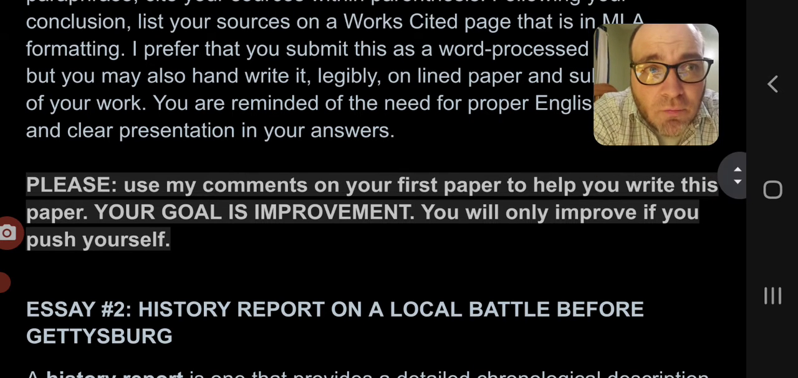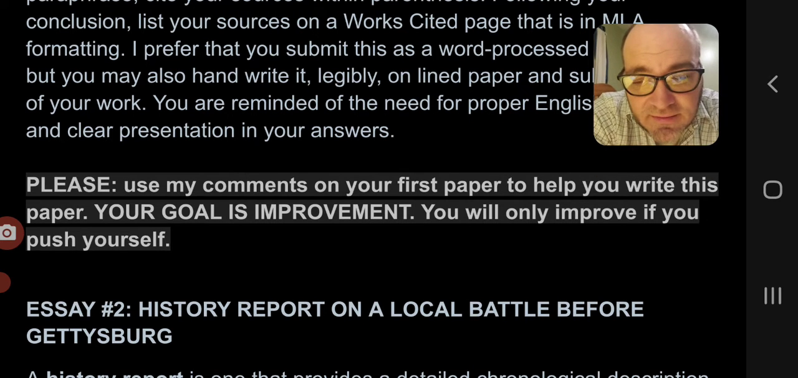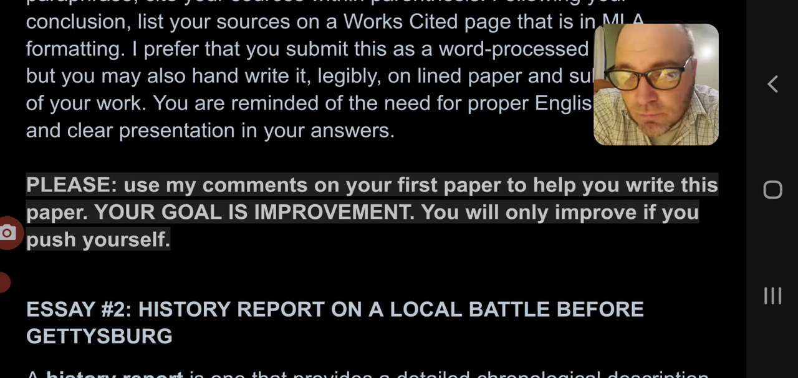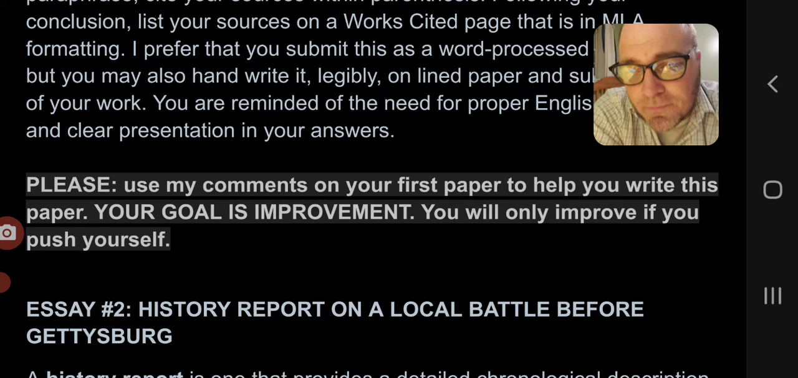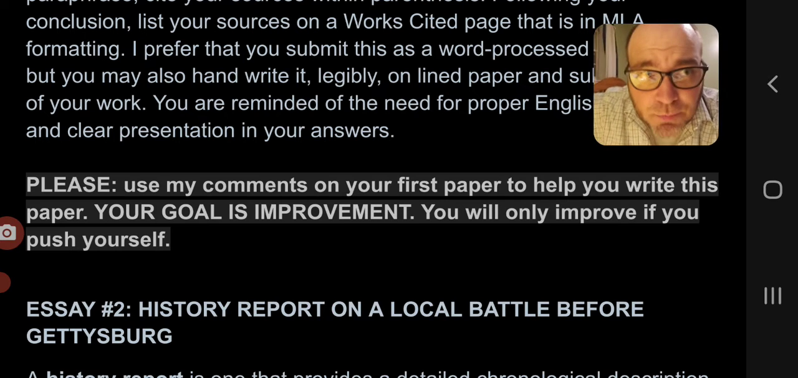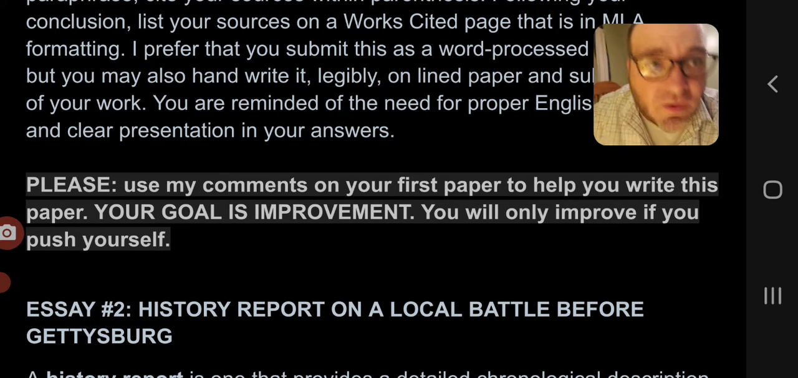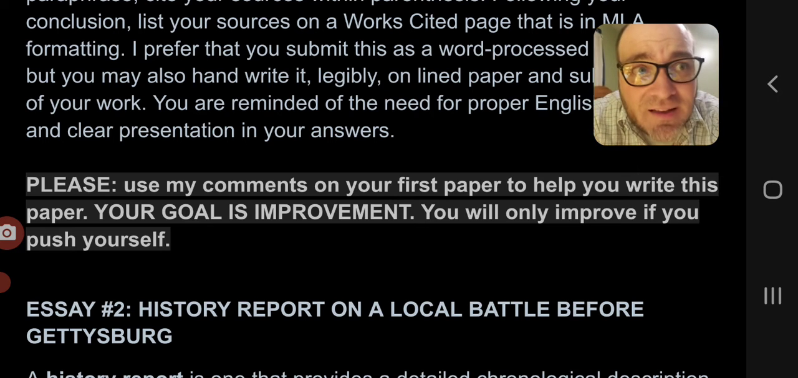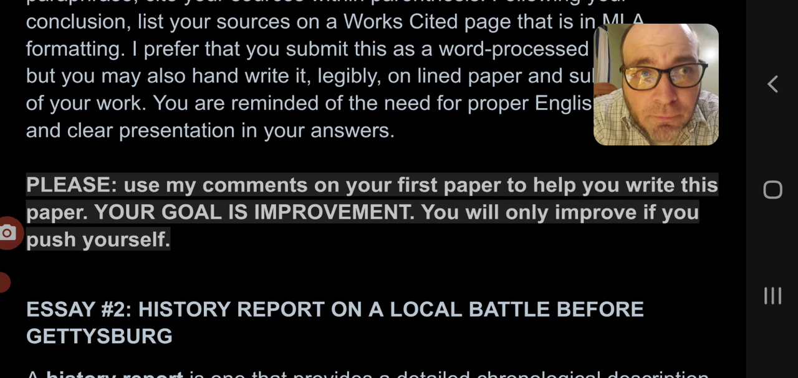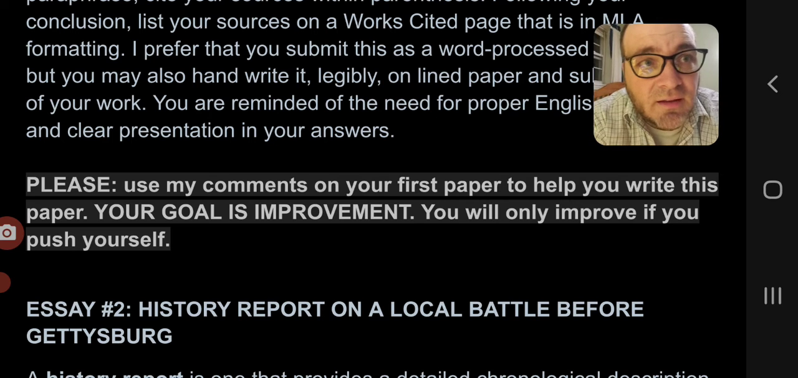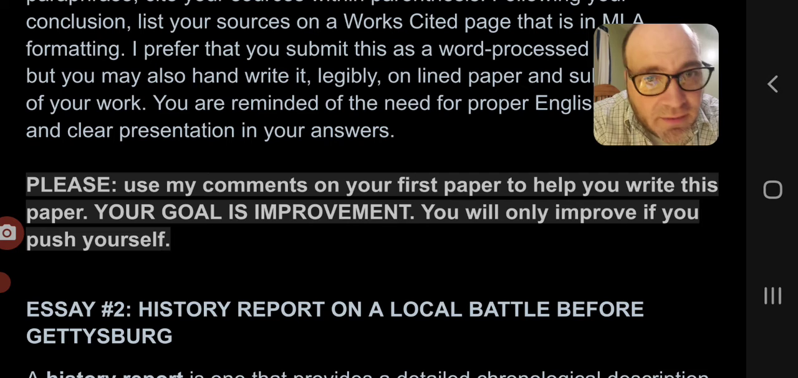The only way to get better at writing is to write. The only way to get better at running is to run. The only way to get better at swimming is to swim. The only way to get better at shooting baskets is to shoot baskets. And the only way to get better at Smash Bros is to play more Smash Bros. I mean, this is not rocket science. We just have to do it. So your goal is improvement. Make yourself better every time. That's how you get good at something. It doesn't magically happen. It happens because you put effort into it. All right, I'm going to shut up about that.